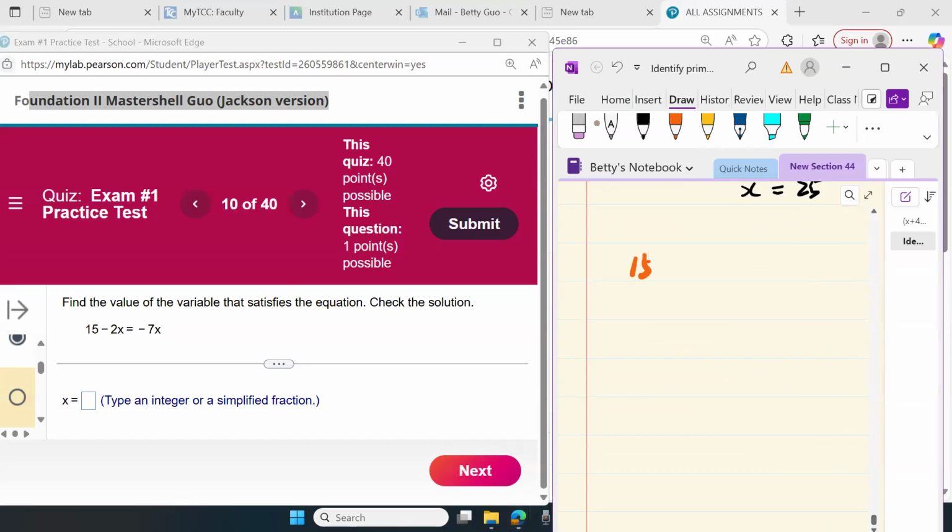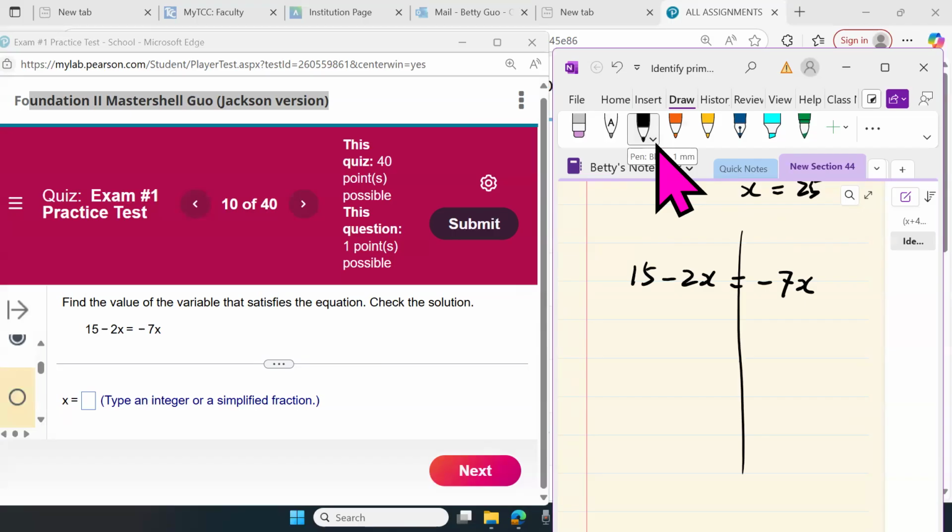15 minus 2x equals negative 7x. Okay, so I decide to isolate x on the left side for this problem.